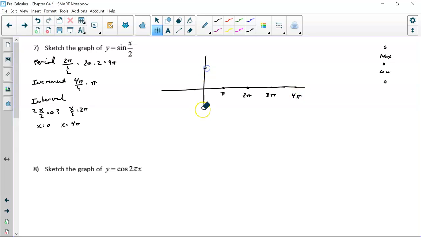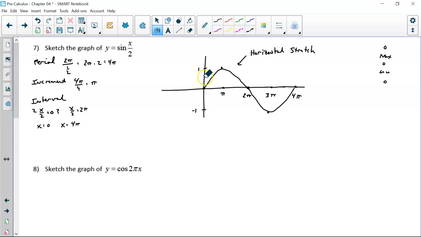Now, my amplitude is 1. So I still do the same thing, 0. Now my maximum's at pi. My minimum's at 2 pi. I'm sorry, 0 is at 2 pi. My minimum's at 3 pi, and then back to 0 again. So what this looks like is this. It took us longer to complete one full cycle. There's that horizontal stretch. And all of that was done for us by finding the period, increment, and interval. Let the math do the work for you.